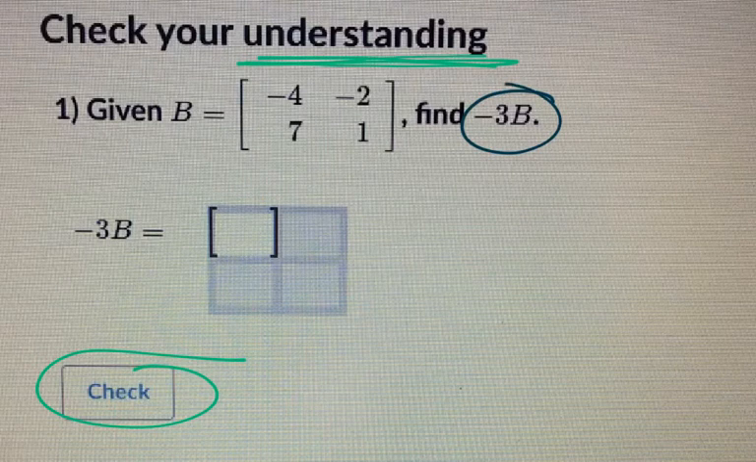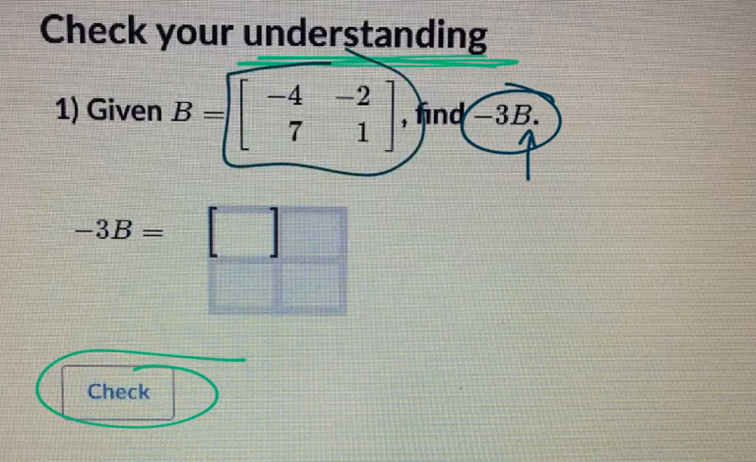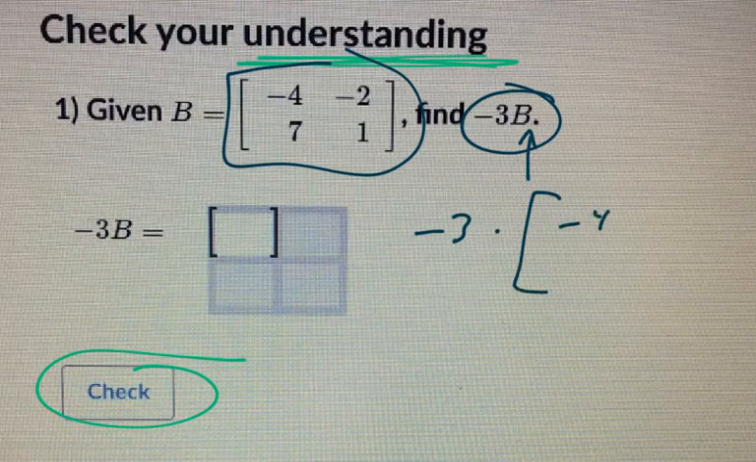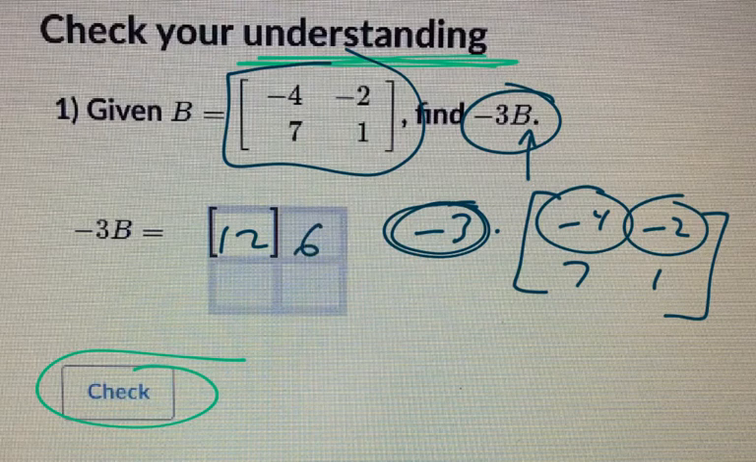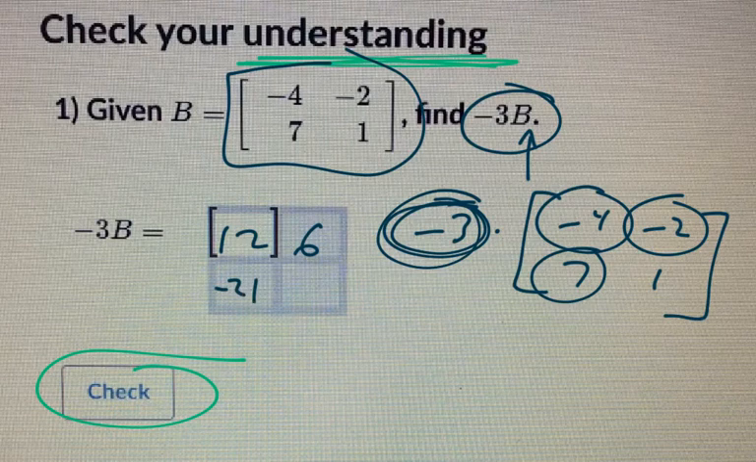This says right here, they want -3 times big B. Now, what is big B here? It's the matrix. And so, you know how you're going to do -3 times big B? You're literally going to times every number in big B, matrix B, by -3. So, -3 times -4 is 12. You would type it in there. -3 times -2 is +6. -3 times 7 is -21. Watch your signs. -3 times 1 is -3.